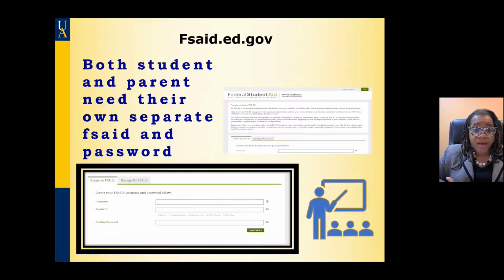Sometimes parents already have one because, let's say, you have another student who is in college or went to college. Maybe you as the parent attended college recently and completed different applications of that nature and you already have an FSA ID. Your FSA ID is unique to you. So if you've already had one, you cannot apply to get a new one, but you can have it reset if that's something you need to do. Both the parent and the student do need their own FSA ID, and you can request or set that up again on studentaid.gov.